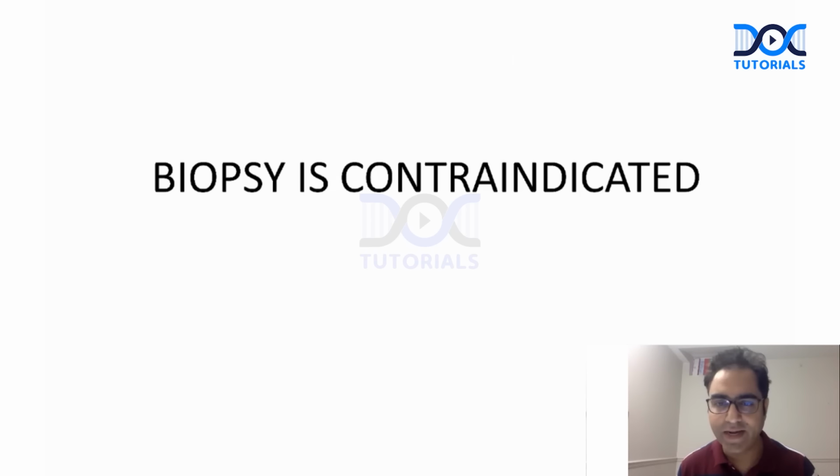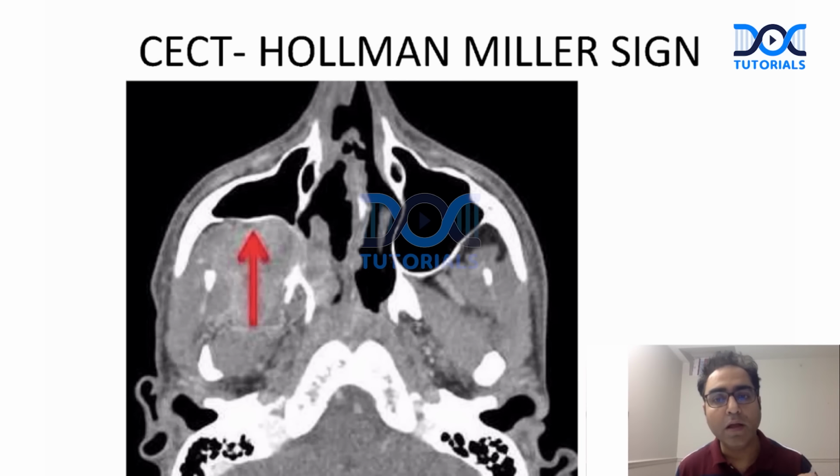Biopsy is contraindicated. It's more of a clinico-radiological diagnosis, and biopsy would not be done because it's a highly vascular tumor. Now, the CT scan would be, of course, a contrast enhanced CT scan. In this case, it's a vascular tumor. So CECT would show the Hallman-Miller sign. Now, what is Hallman-Miller sign?